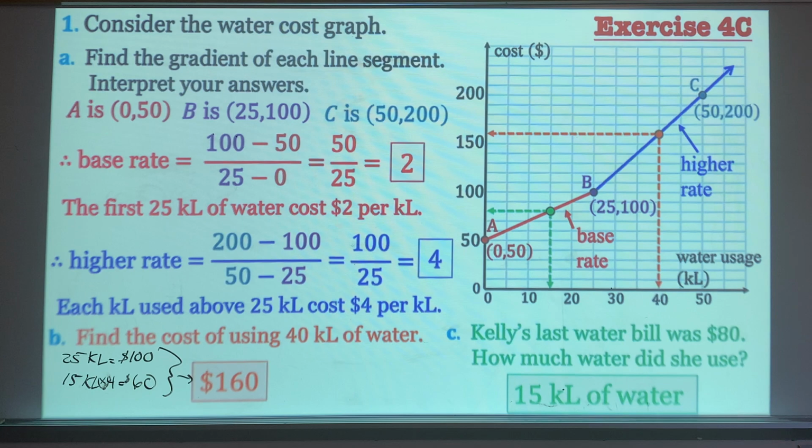Another way to do this if you want, very simple. Her last bill was $80, right? So we're using our base rate. She's paying $2 per kiloliter. Base rate. Her last bill was $80. She used 15. Yeah, all right.